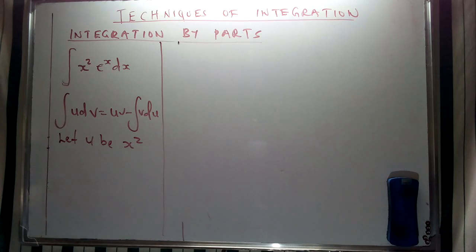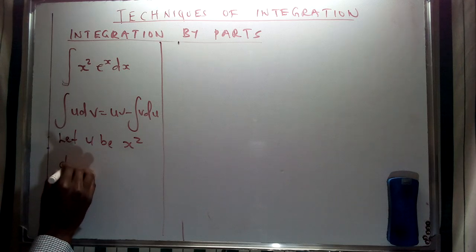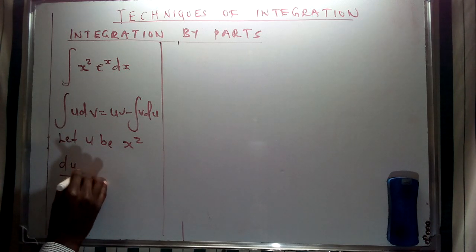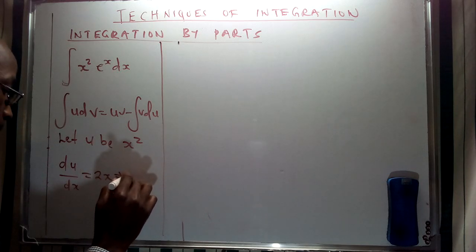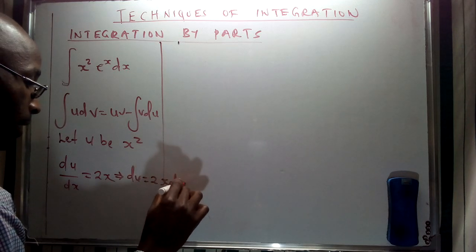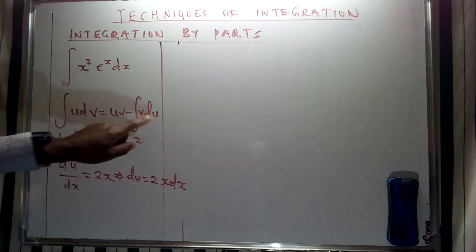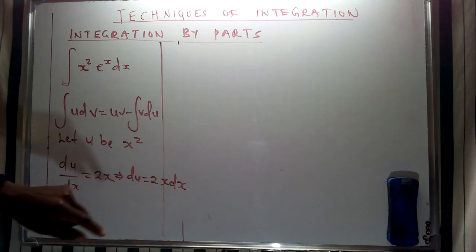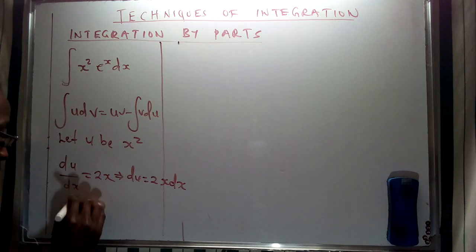So in this case, the derivative du over dx is going to be equivalent to 2x, implying that du is equivalent to 2x dx. So we have found our representation for du, given as 2x dx.